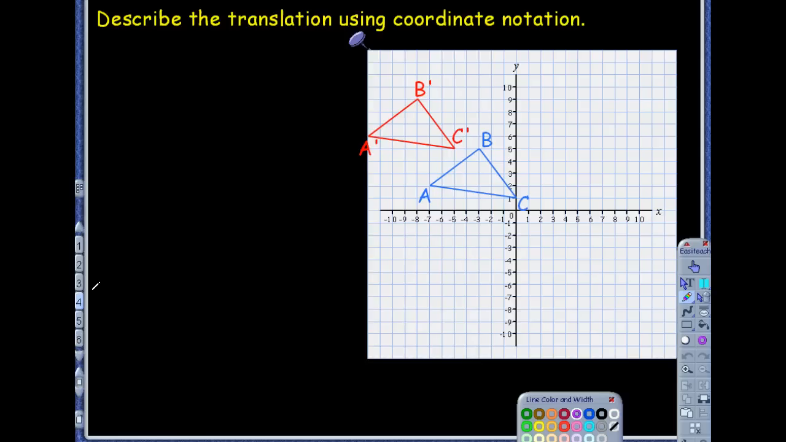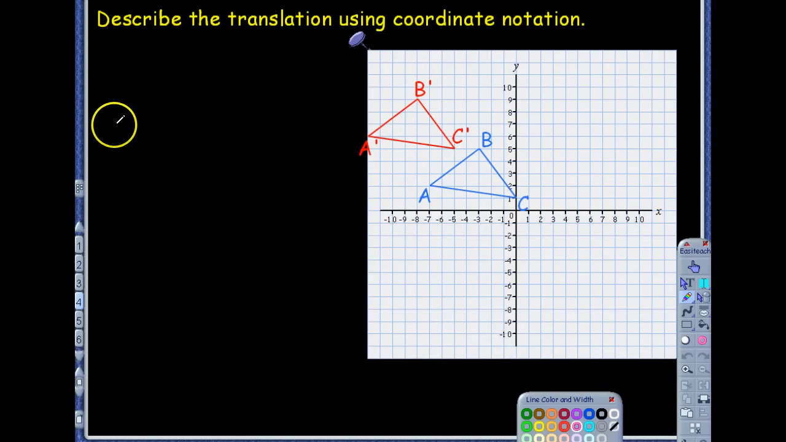Okay. So what we're going to do here is I have the pre-image and the image on your paper, and I want you guys to describe this translation using the coordinate notation. So we're coming up with what is the coordinate notation. So it's kind of like the other one. It's kind of reverse of what we just did. Yes, it's just working backwards.